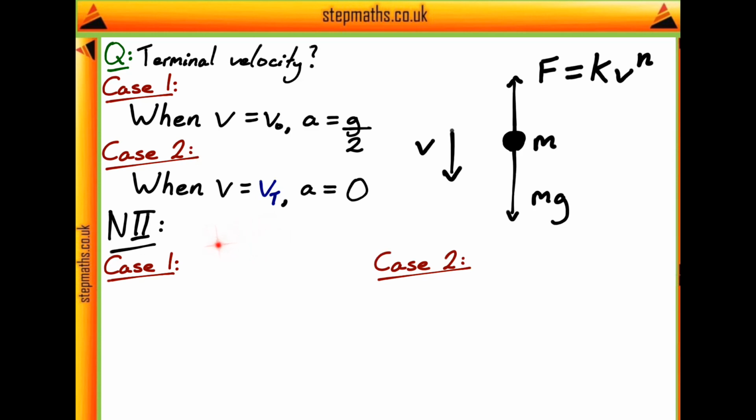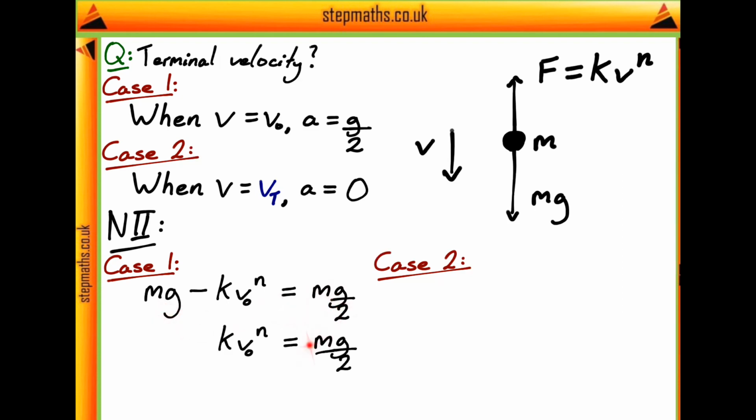To begin then, let's start with our first case, case 1, where v is equal to v0 and the acceleration of our mass is g/2. So the resultant force is just going to be the weight take away our frictional force at this velocity of v0, and this is going to be equal to the mass multiplied by the acceleration g/2. So this is just a simple case of using Newton's second law. This is the resultant force, and this is the mass multiplied by the acceleration. We can then go ahead and cancel this down a little bit. We can, since we have an mg on both sides, to give us that kv0 to the power of n is just equal to mg/2.